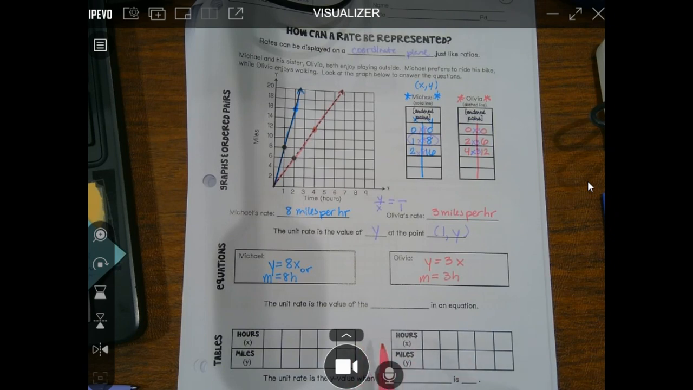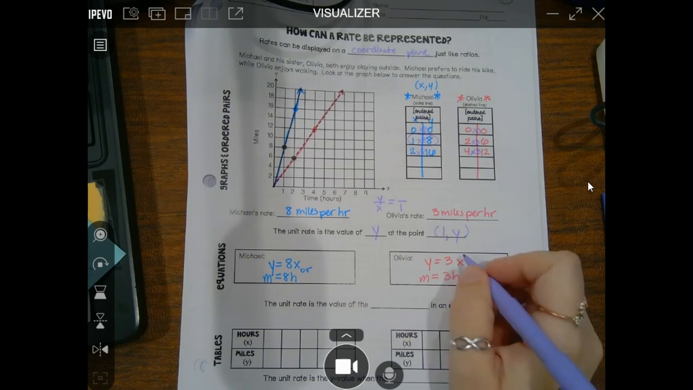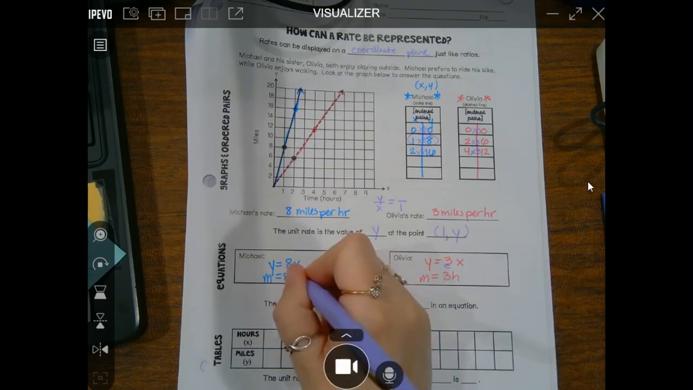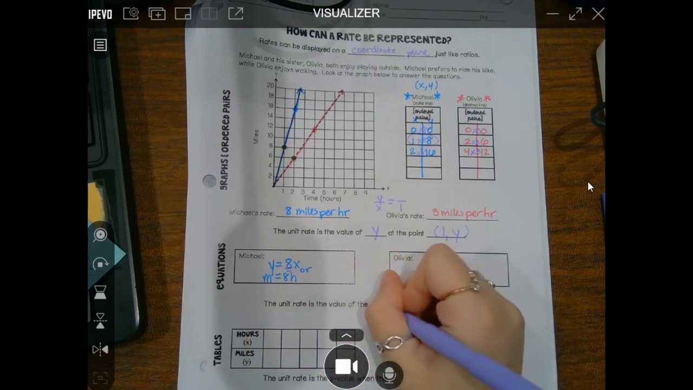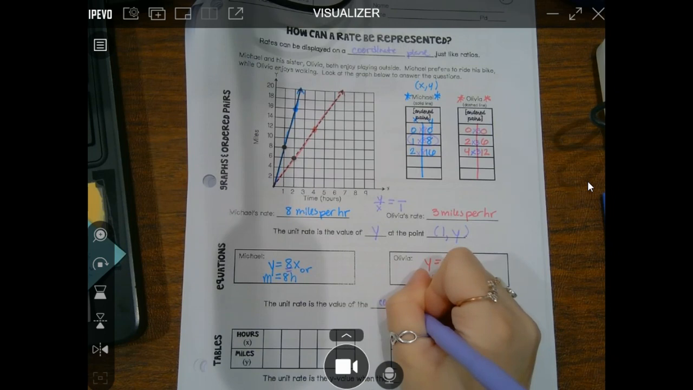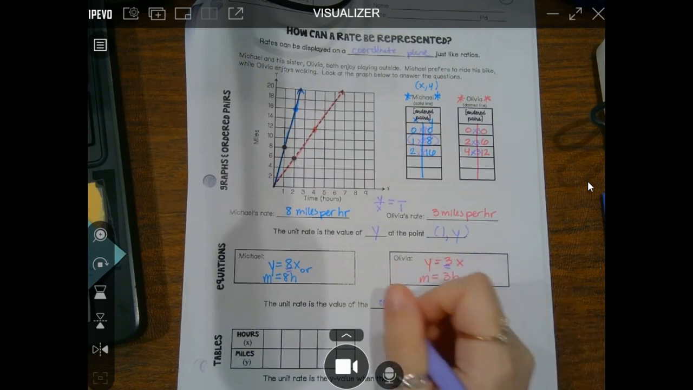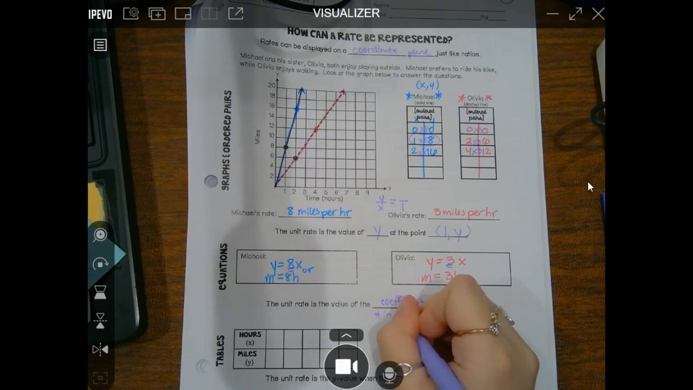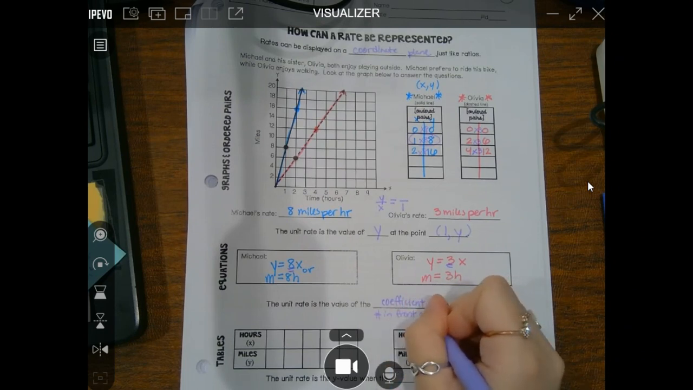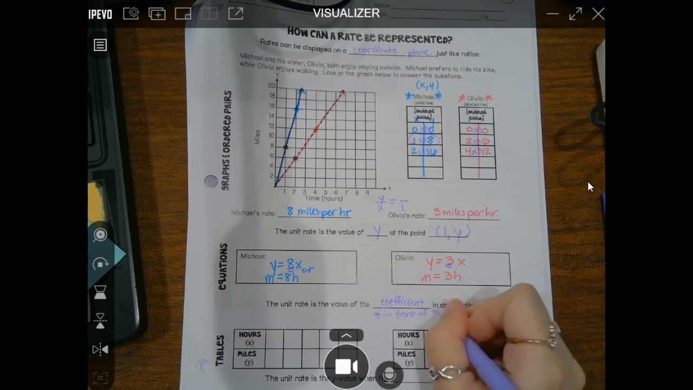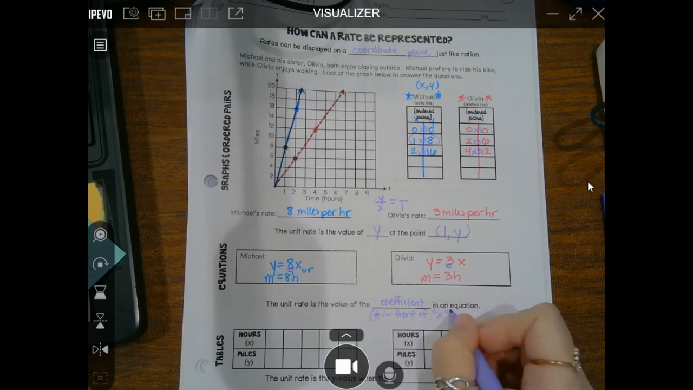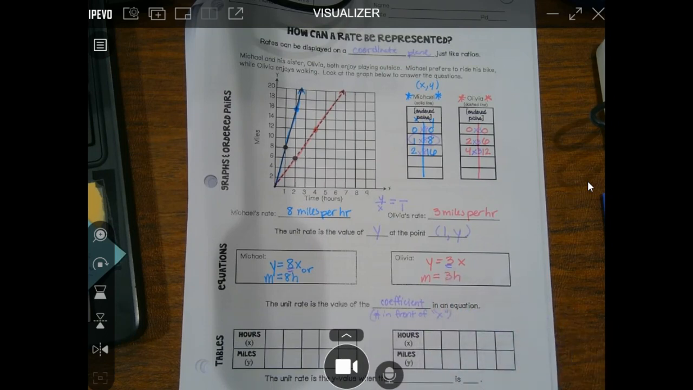The unit rate is the value of what in an equation? Do you guys notice already? Yeah, it's the coefficient in your equation. Okay, coefficient means the number in front of your variable. So it's the coefficient. Okay, the number in front of your variable, but in this case, your variable is always going to be your x typically, right? Okay, so the number in front of x, that's going to be your coefficient, and that's going to be your unit rate.